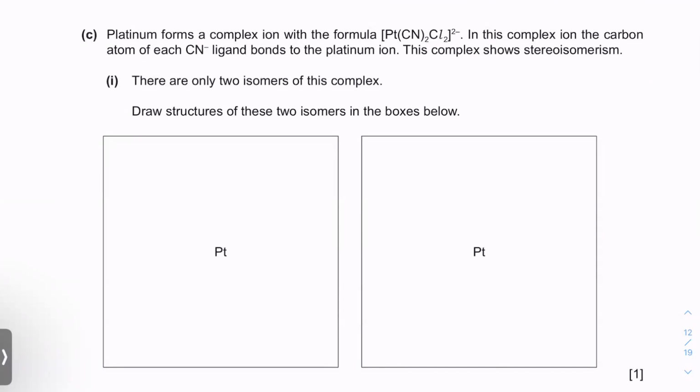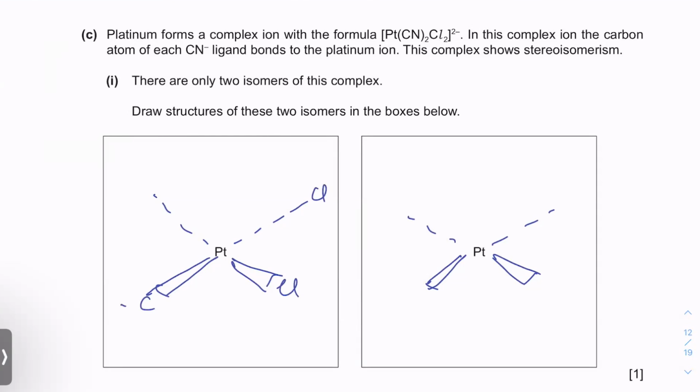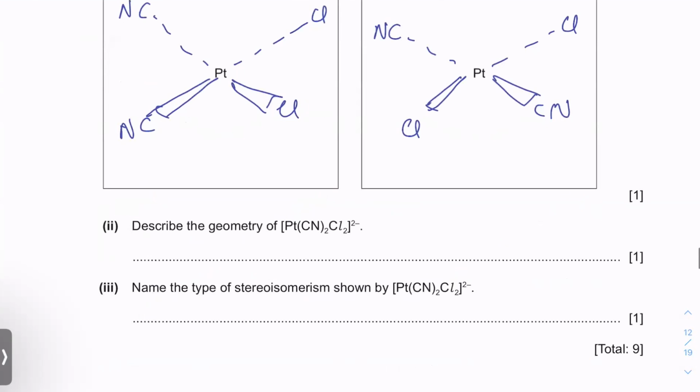Platinum forms a complex ion with the formula this. In this complex ion, the carbon atoms bond to the platinum. ठीक है. Stereoisomerism है. You have 4 ligands, so ये cis trans isomerism करेंगे. Cis trans होगा ना. So we can do chloride, chloride, CN, CN, and we can do chloride, chloride, CN, CN. Okay. The shape is square planar. The type is cis trans or geometric.